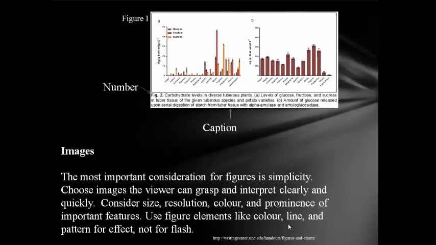Look at figure 1. There are two graphs, graph A and B, a line chart and a bar graph. They are properly labeled. Below, you can see the number of the figure and the caption. The caption gives important information on the variables used in the graphs. When you create your own graphs or tables, make sure that they are properly labeled with numbers and captions.